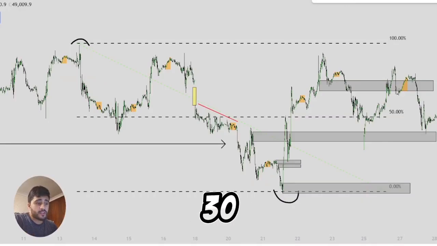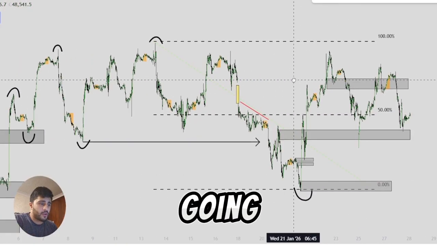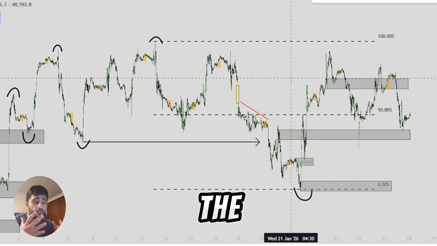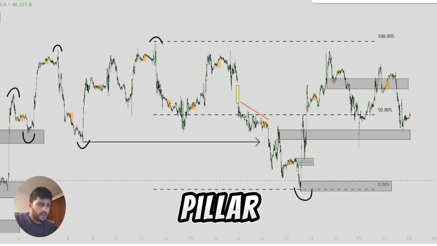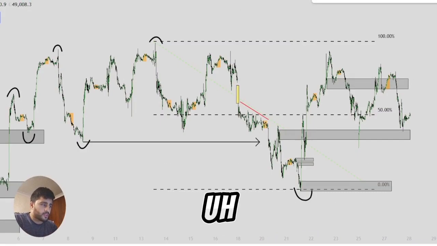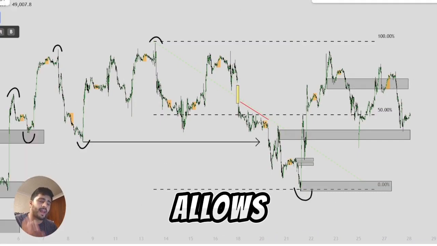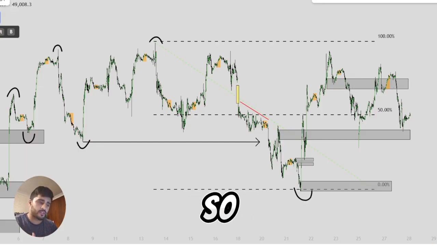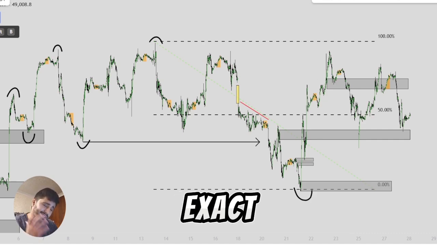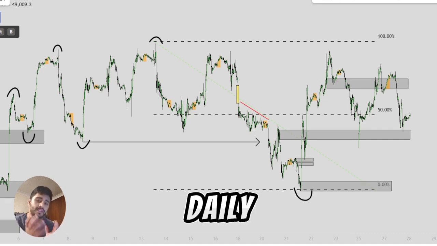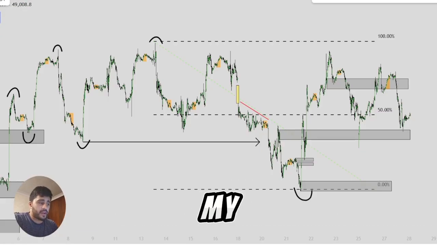So this is US 30 on the 15-minute time frame, and I'm just going to be going over and breaking down what I call the four-pillar approach. The four-pillar approach is a very simple framework that I use that allows me to identify my daily bias. So before the New York or the US session even begins, or if you're in the London session, you want to have an exact framework which tells you the daily bias. And this is how I find my daily bias.